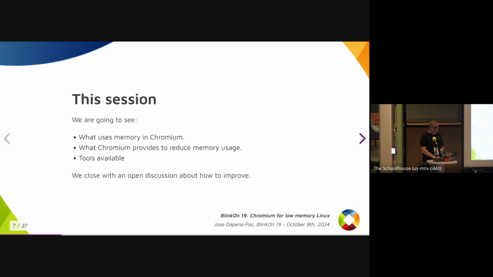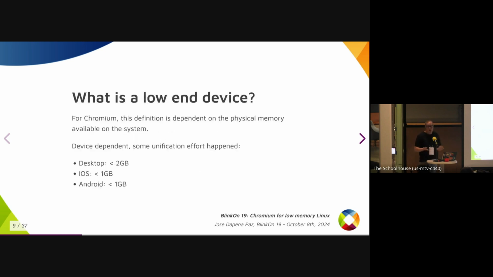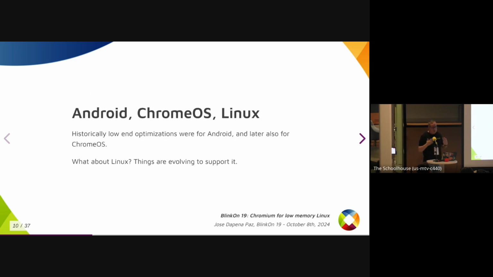Okay, so first, let's define a bit what a low-end device is regarding memory. For Chromium, this definition is basically written in the code, and it depends on the physical memory available in the system, so it's device dependent. There has been some unification to make this definition and the API to track this the same on all platforms. But in general, we consider a low-end device on desktop to be something that has less than 2 gigabytes of RAM. And on iOS and Android, it's going to be 1 gigabyte, with some caveats.